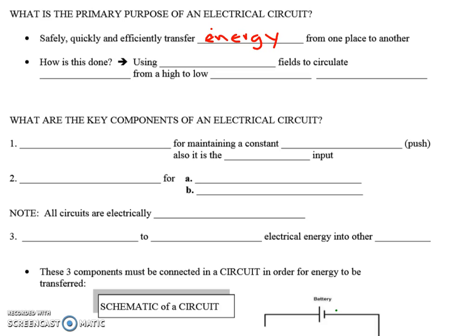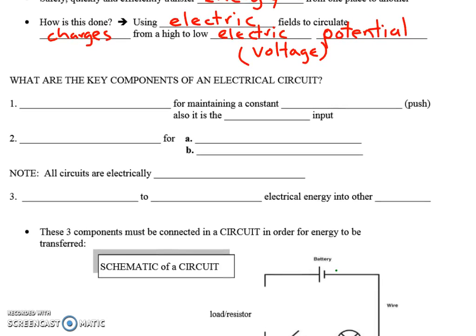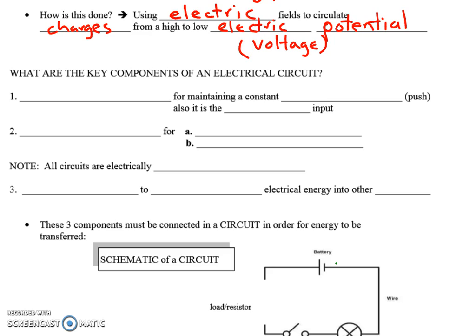Okay, and so we do this using electric fields to circulate charges. So charges are like our little trucks that are carrying the energy from one place to another, and we go from high to low electric potential. All right, you guys know electric potential as voltage. Okay, so any voltage source has a positive and negative side. One is at high potential, the other is at low potential, and things fall down from there and deliver energy.